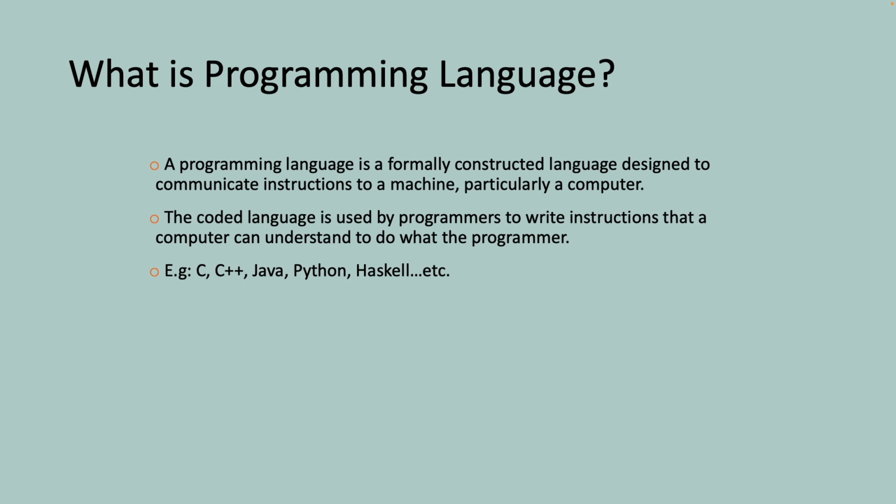What is a programming language? A programming language is a formally constructed language designed to communicate instructions to a machine, particularly a computer. The coded language used by programmers to write instructions that a computer can understand to do what the programmer wants. So different types of programming languages are like C, C++, Java, Python, Pascal.